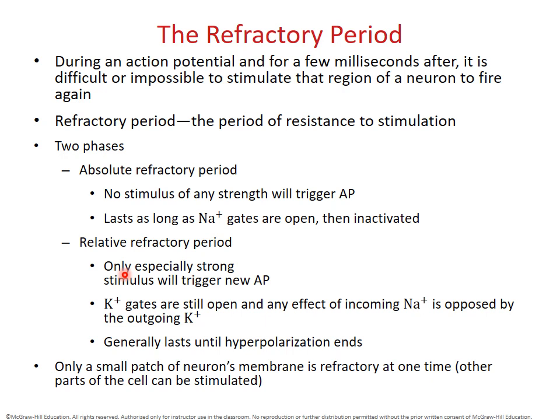So it is highly resistant to further stimulation. The relative refractory period begins after the absolute refractory period, and it occurs while the potassium gates are still open. And so at this point, the sodium gates have closed, but the potassium gates are still open, and they are allowing that potassium to flow out of the cell.